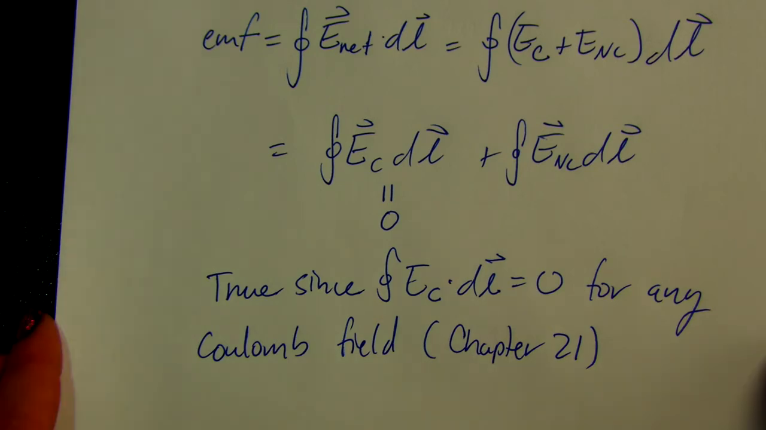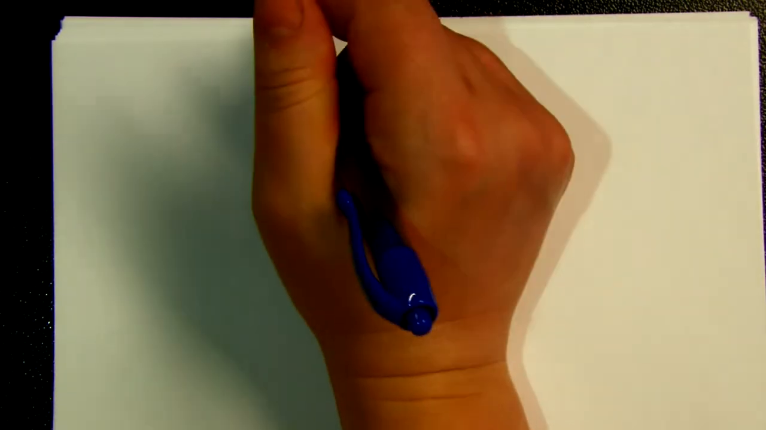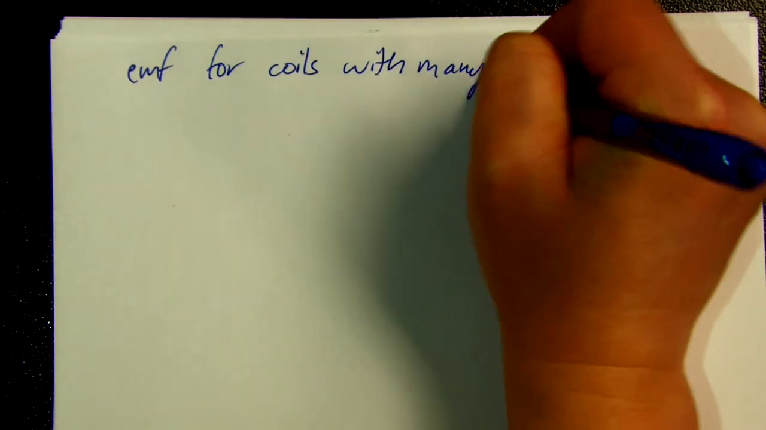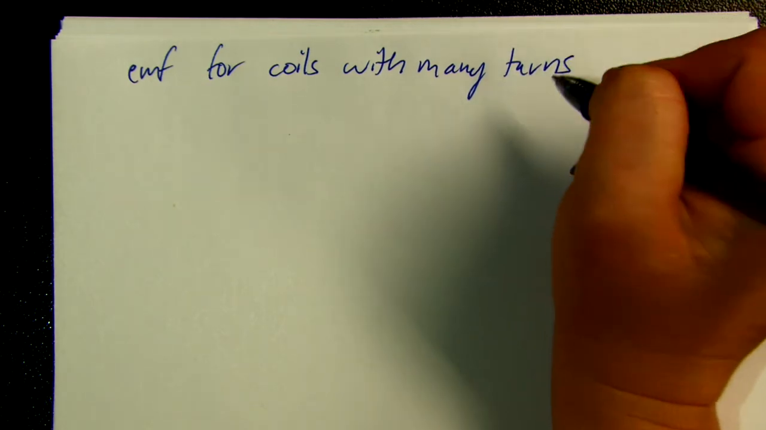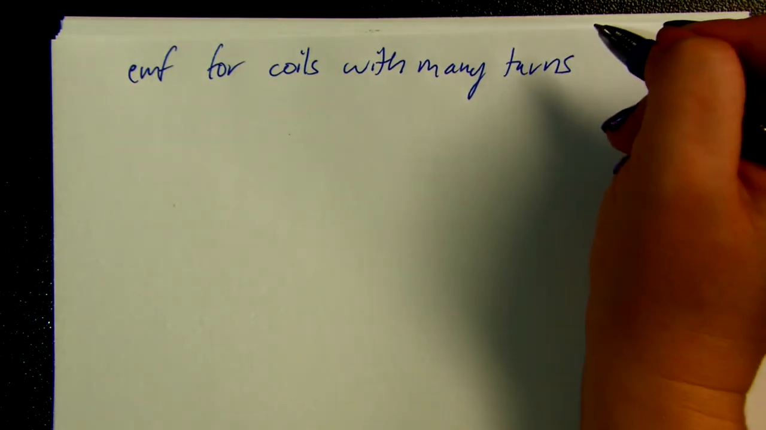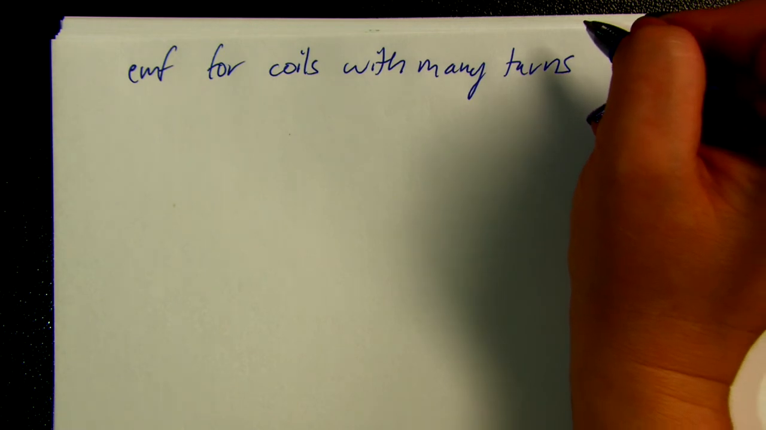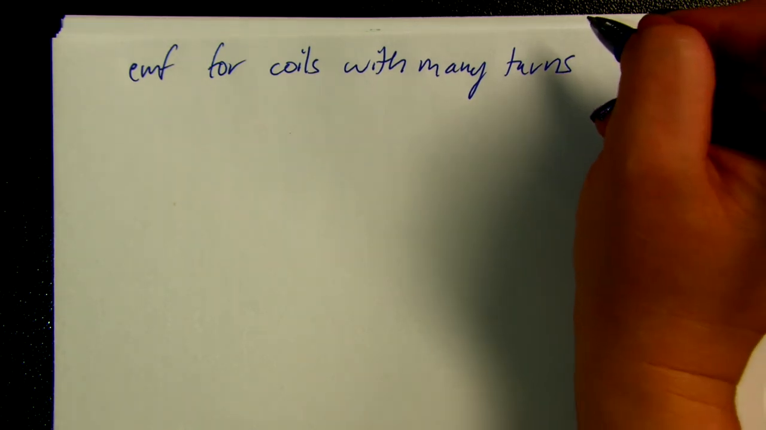Okay, so now that we have a more updated expression for EMF in terms of electric field, let's look at the EMF for a coil with many turns. So this is typically what we're going to be dealing with, objects that have many turns of wire on them. This is actually practical and has real life applications.